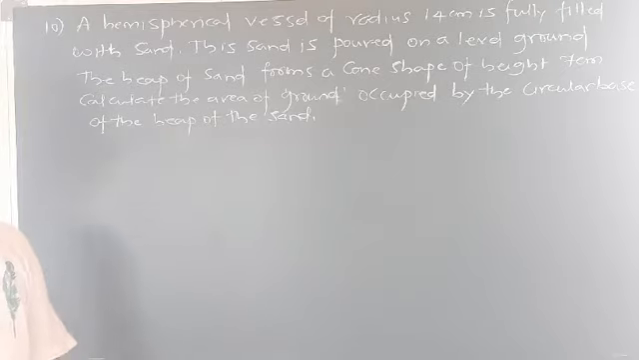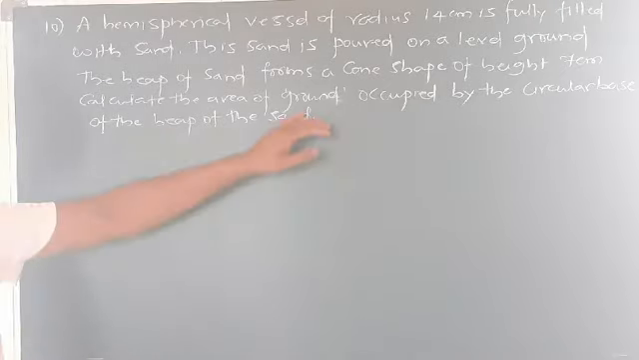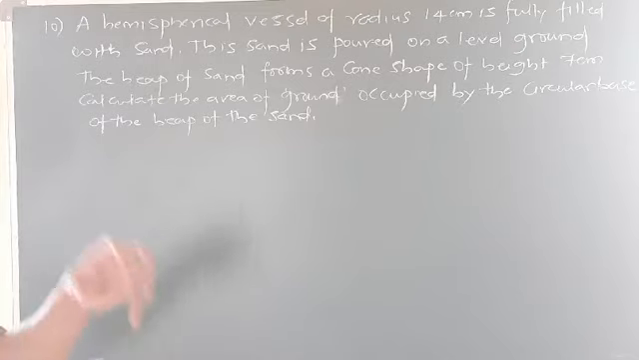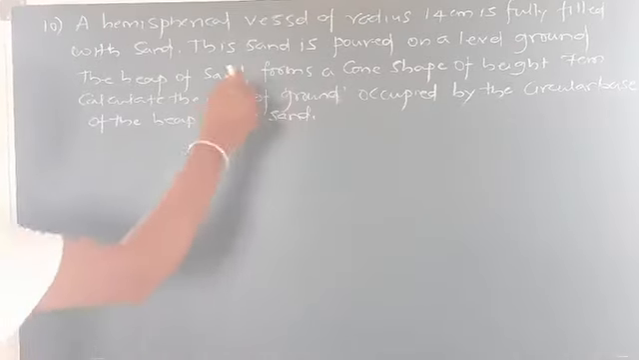Okay, area we need to calculate here. How much area of the base of the heap is occupied. So the hemispherical vessel of radius 14 cm is given, and it is fully filled with sand. So now the volume is given here.